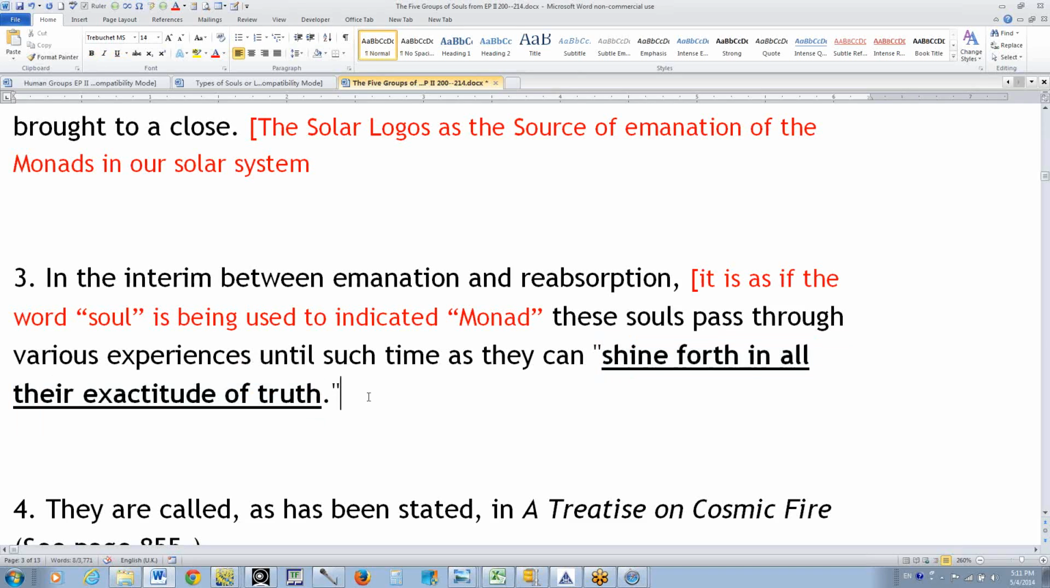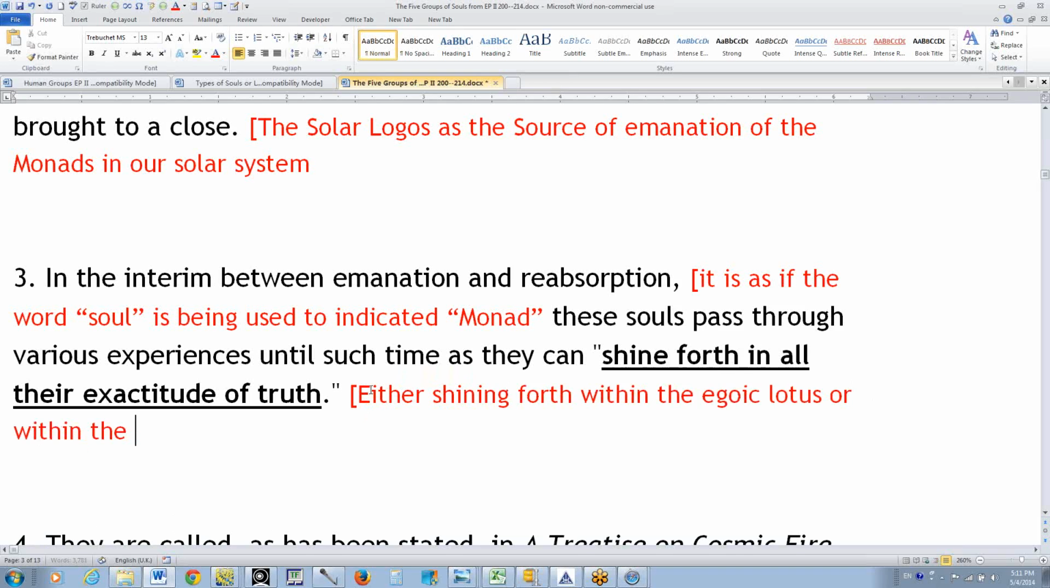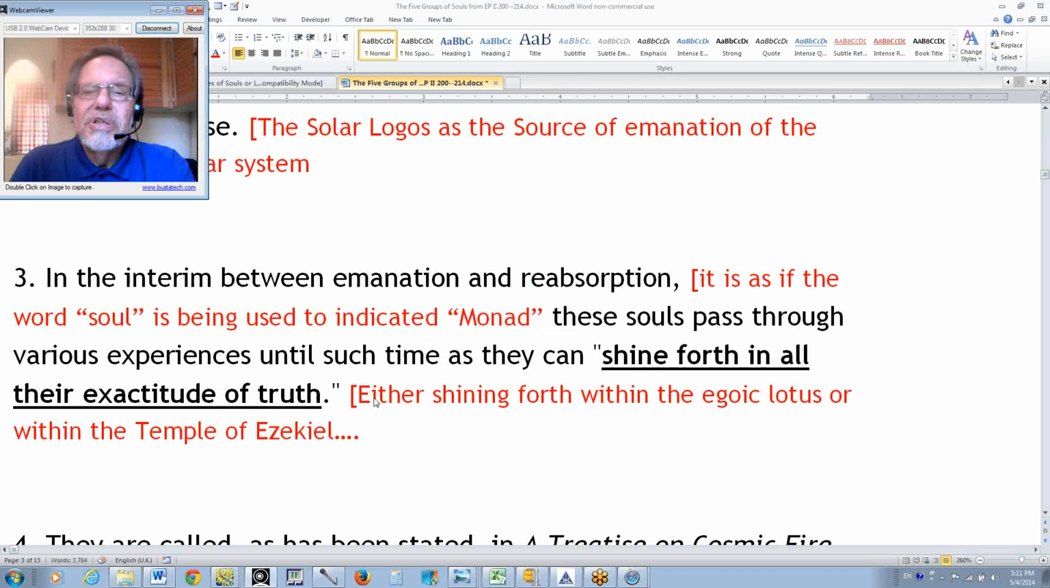That's beautifully stated, and either shining forth, let's get that right, within the Egoic Lotus, or within the Temple of Ezekiel. Because as beautiful as the display of the Egoic Lotus has been described by Master DK, what would we be able to say about the display of the monadic vehicle once it is fully developed and ready for its destruction? At what point, maybe preceding the seventh initiation, or maybe at the seventh initiation, or maybe somewhat beyond it.